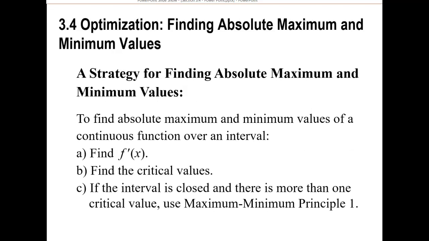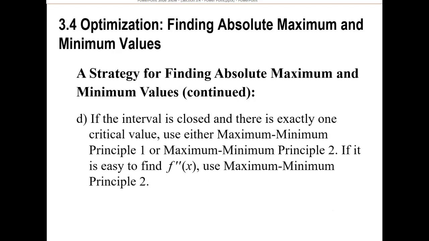All right, so the strategy here is to find absolute max and min of a continuous function over an interval. Find the first derivative. Find the critical values. If the interval is closed and there is more than one critical value, you have to use principle 1, where you list all the critical values and the endpoints and plug them all in and check.